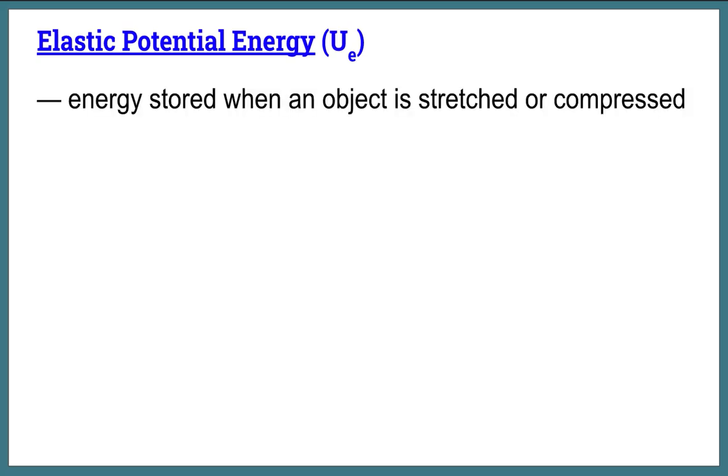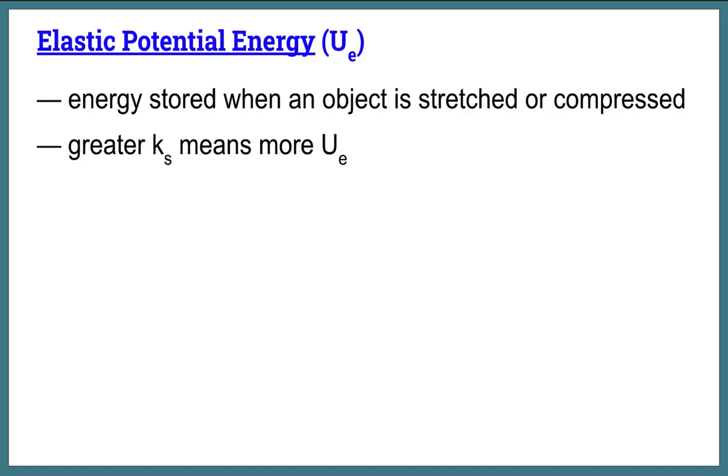So because these elastic things can change their position, they can also hold energy, and we do call this a potential energy because it is stored within that system. So we will continue to use U for potential energy, but instead of U sub G for the gravitational potential energy, here we have U sub E for elastic potential energy. And again, this is energy stored when an object is stretched or compressed. So we're thinking springs and rubber bands, things like that.